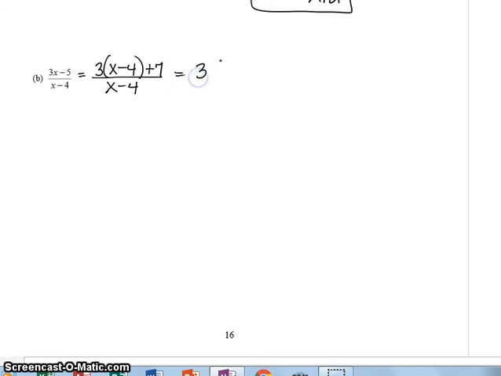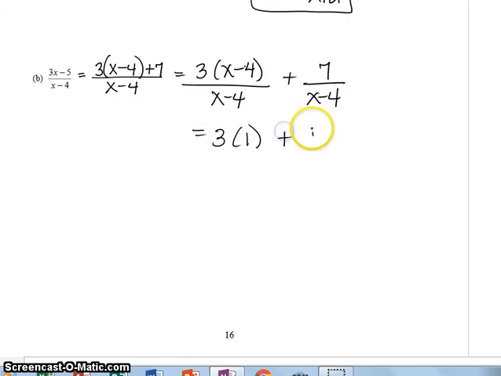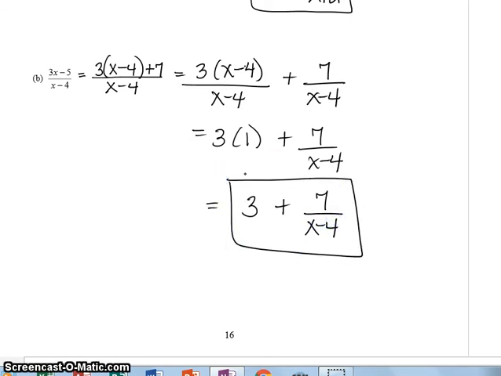So now I have 3 times x minus 4 all over x minus 4 plus 7 over x minus 4. That becomes 3 times 1 plus 7 over x minus 4. 3 times 1 is 3, but I still have a remainder of 7 out of my divisor, which is x minus 4. Okay?